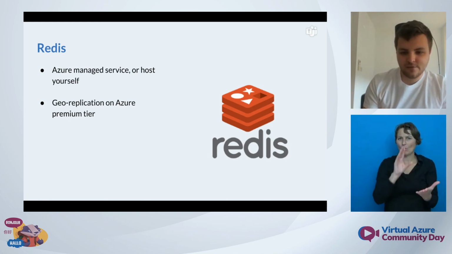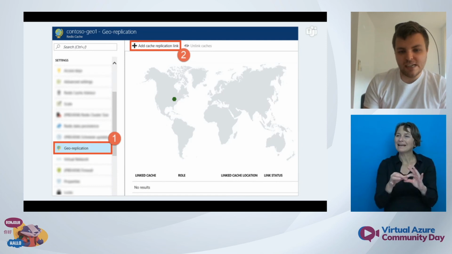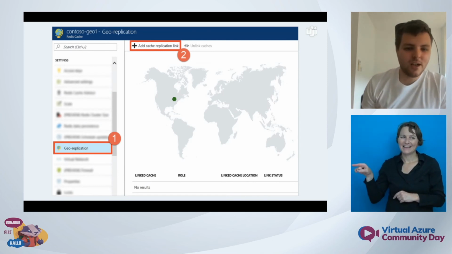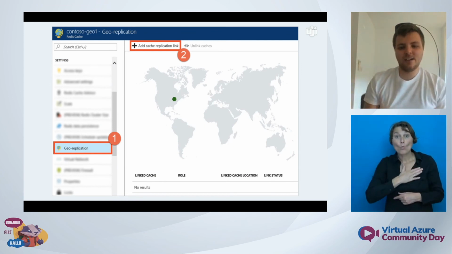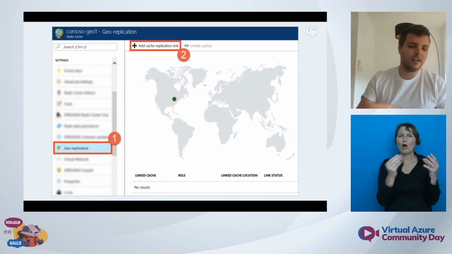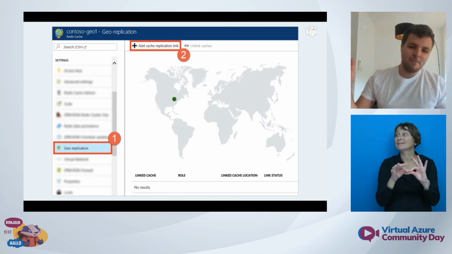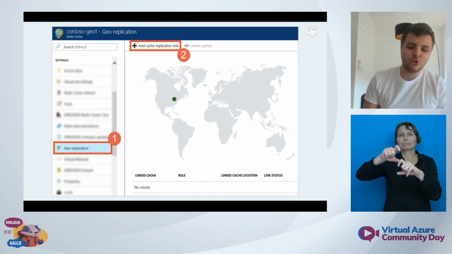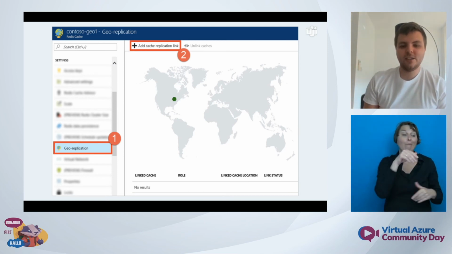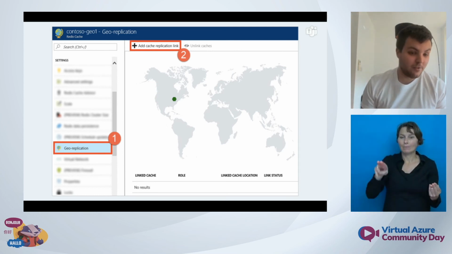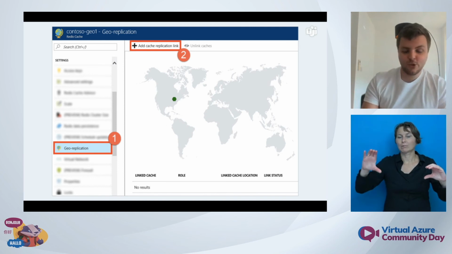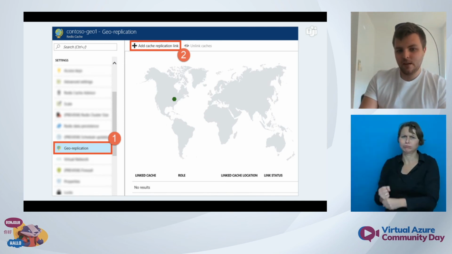The downside of Redis cache is it's really, really, really expensive. Every time you add a replication link to any of these cache instances, you're effectively doubling your Redis cache cost, which for an entry point cost is still pretty high. This will end up costing you a lot of money, but it's going to be very reliable. So that is an option if cost is no object.